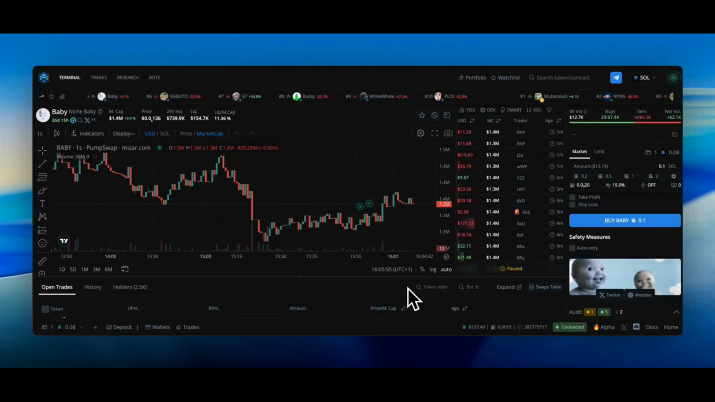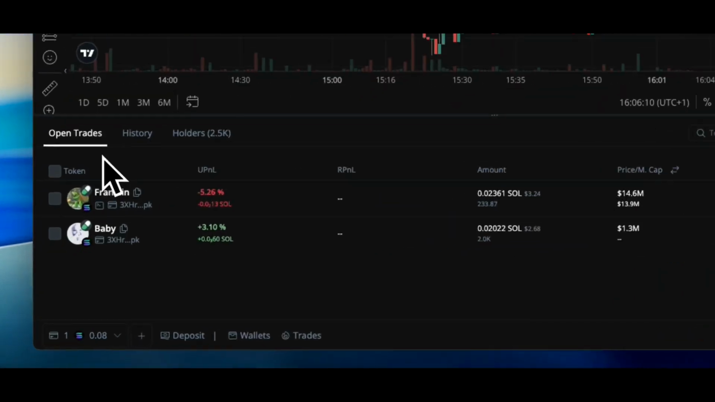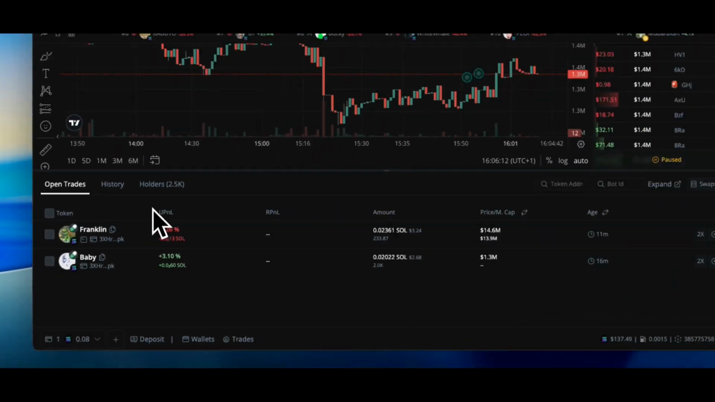Now let's see how to manage your open trades. Every time you buy a token, and if it's not sold yet 100%, then it's going to stay here in the trade section. Here we can review all your open trades and monitor the token you're holding. The unrealized P&L, meaning how much profit or loss you would make if you sold.